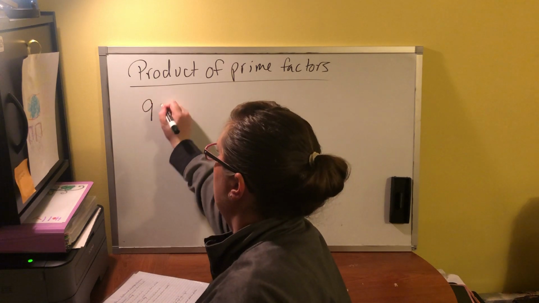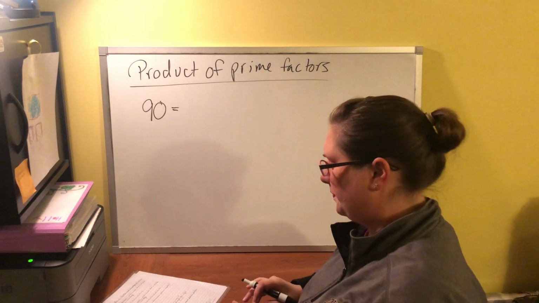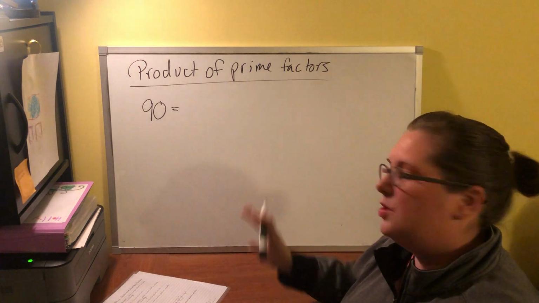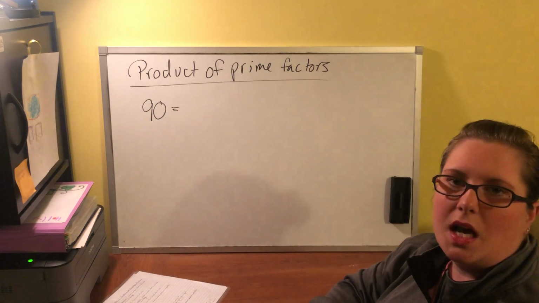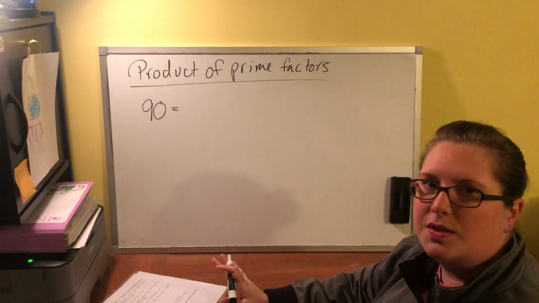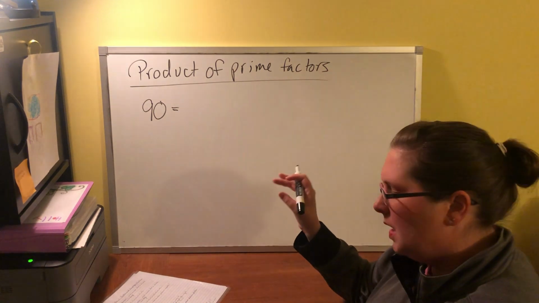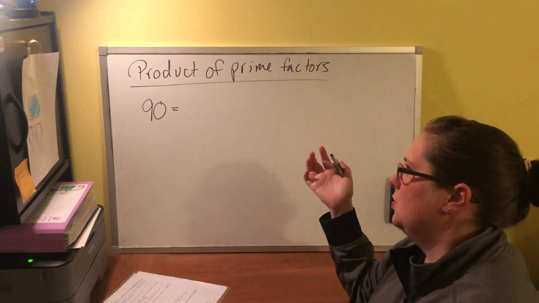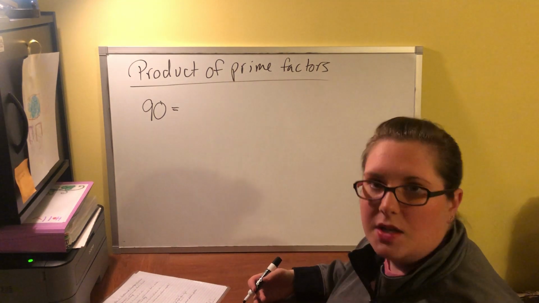So let's go ahead and look at the number 90. We want to write it as a product of prime factors. The first step that I would do is I would say, okay, what number goes into 90? It doesn't matter what number goes into 90, right? I just want any two numbers multiply together to give me 90. And you can do this multiple ways, right? You could do 9 times 10, you could do 2 times 45, right? There's various avenues that you could go.